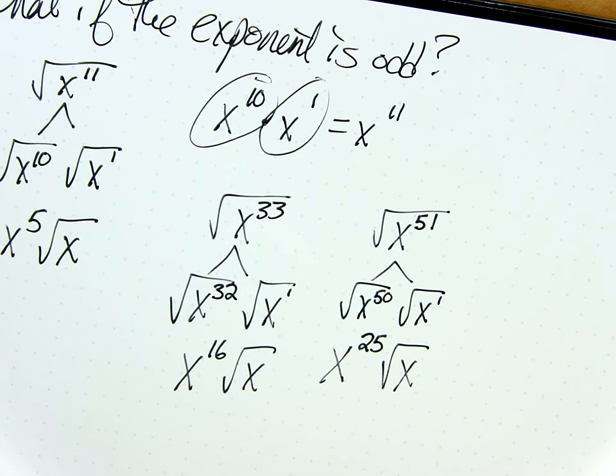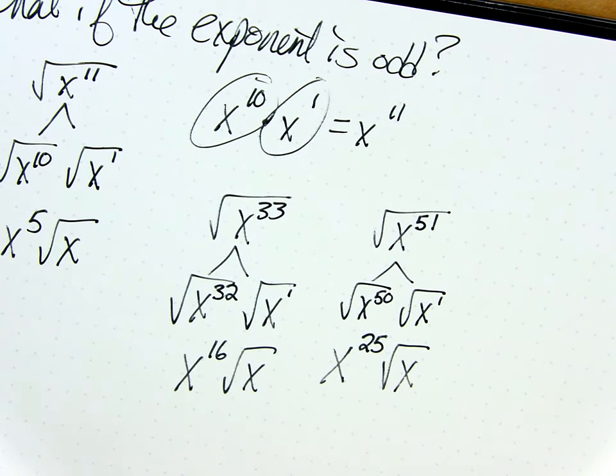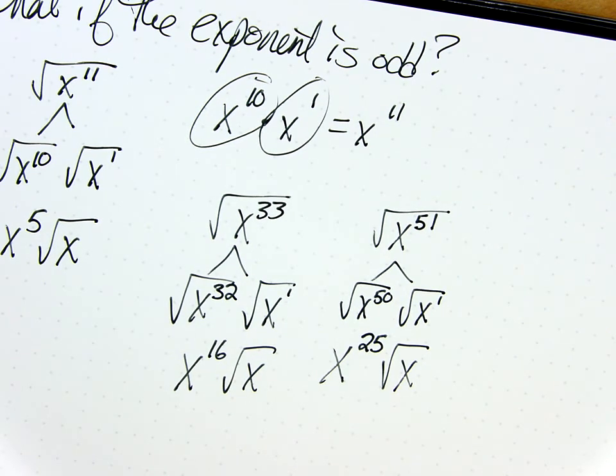Does this kind of make sense? Okay. One other thing that I just need to mention is that we are assuming that all of our variables represent positive numbers, because if x ends up being negative, there's some weird things that can happen in there. You'll deal with that more in Algebra 2, but we are assuming our variables are representing positive numbers.